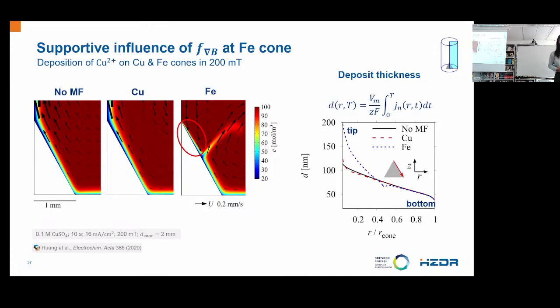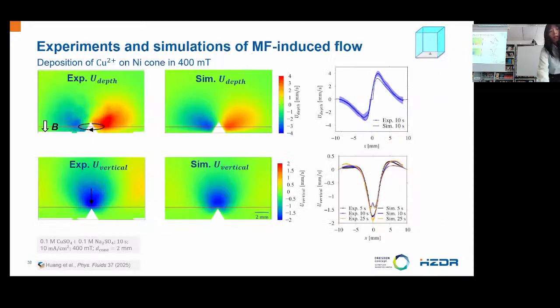This is shown by the result of the distribution of the deposit thickness along the cone. At the left side of the plot, it's the deposit thickness at the cone tip. For the case with iron, it's almost 2 times larger than the other two cases. The downward flow caused by the magnetic gradient force was later on also measured in the PIV experiment by my colleague Lucas Koser at TU Dresden.